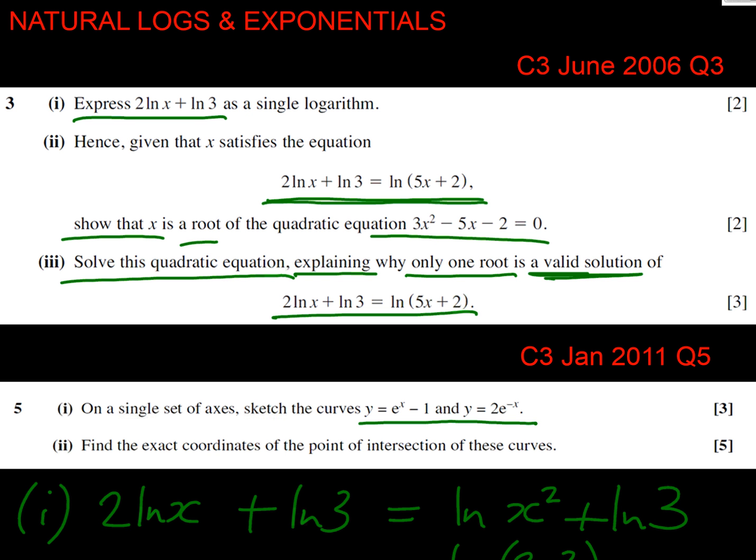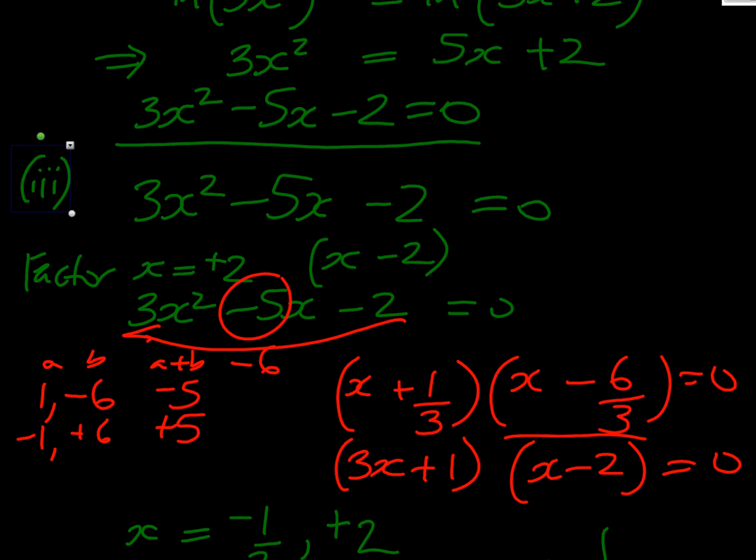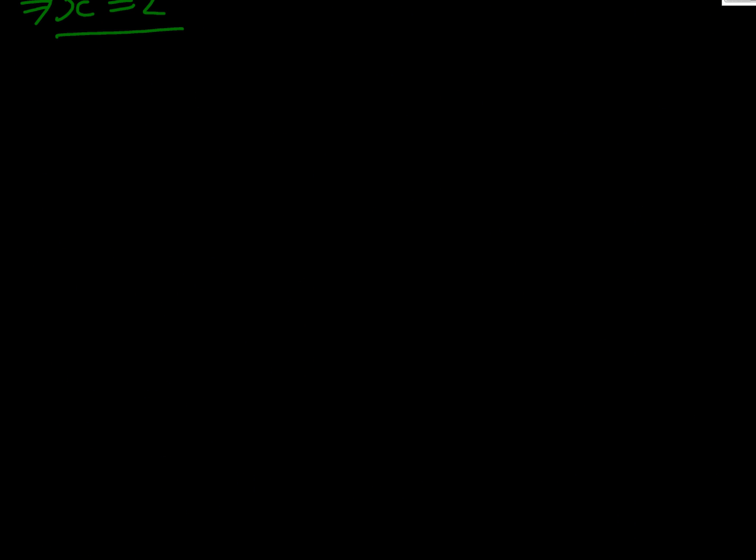Okay, let's do question number 2 now, shall we? On a single set of axes, sketch these two functions, and then it says find the exact coordinates of the point of intersection of the curves, yeah? Okay, so let's go down and do a bit of sketching quickly. This is question 5, isn't it? Here we go. So the first one, I'm going to do this in colours to help us. I'm going to put the axes here first.